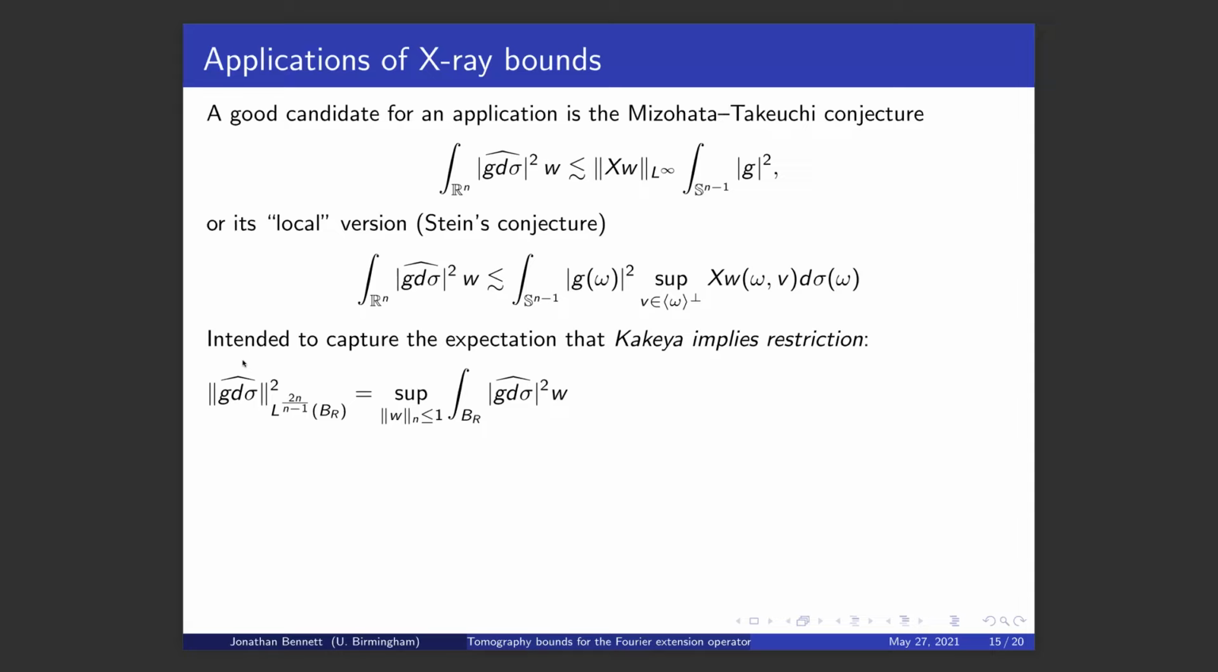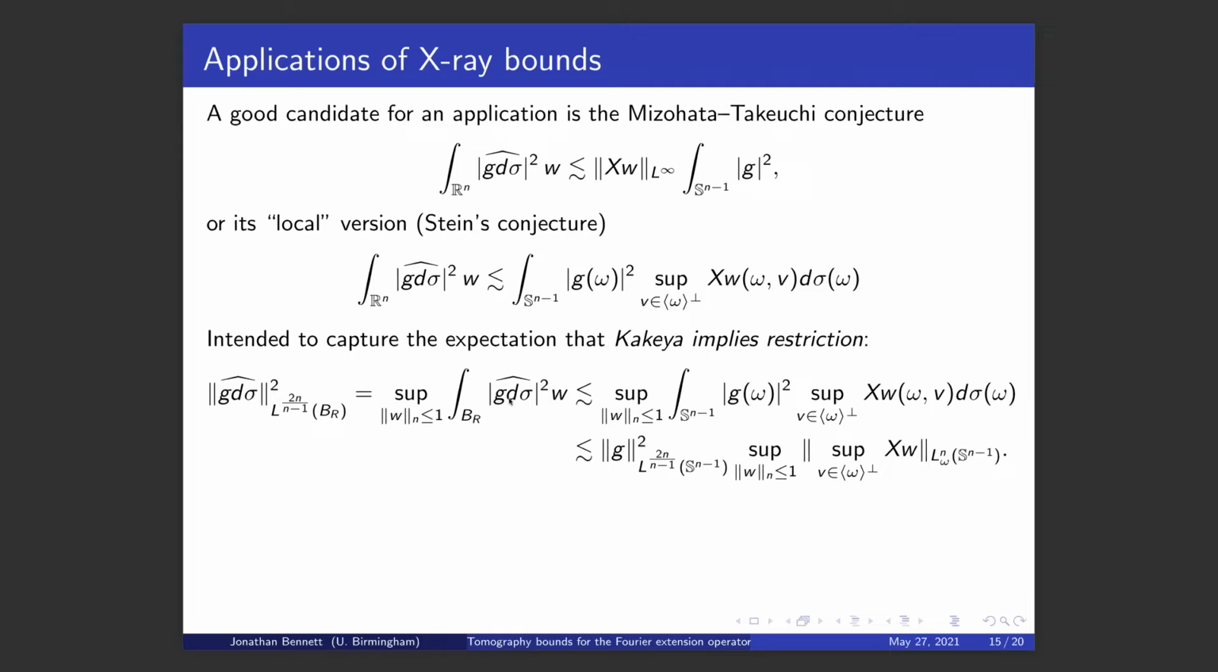And just by duality, I can write it like this. So W here is serving the role of some duality pairing. And then if I apply Stein's conjecture here inside the supremum, and then I apply Hölder's inequality with suitable exponents so that this particular LP norm of G comes out, then this remaining factor may effectively be controlled using the Kakeya conjecture. One can make this rigorous rather easily, although it's not rigorous as stated. The point is, it's sort of two lines away from saying that Kakeya implies restriction.